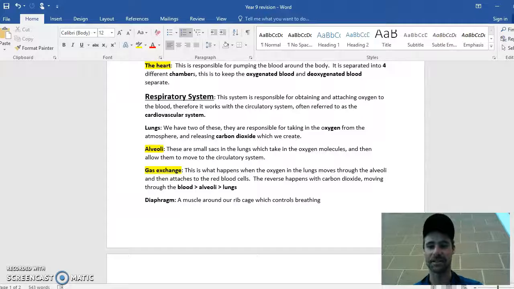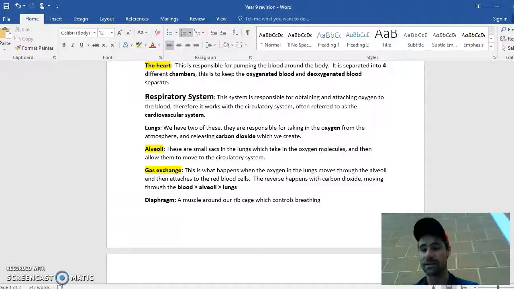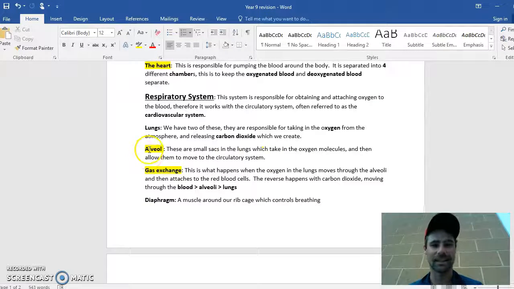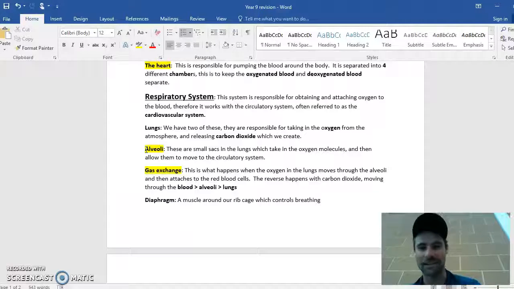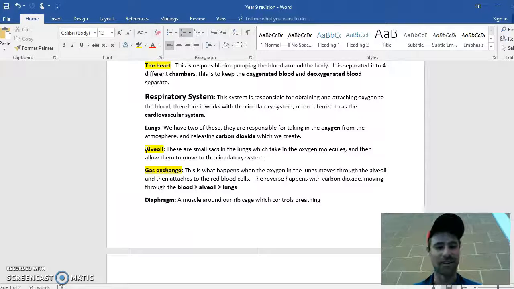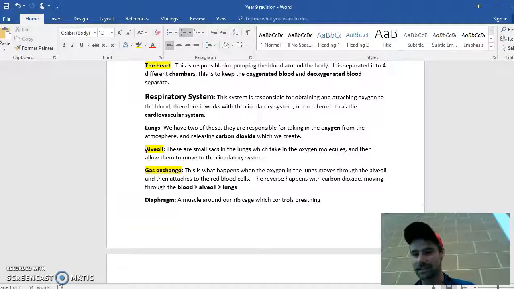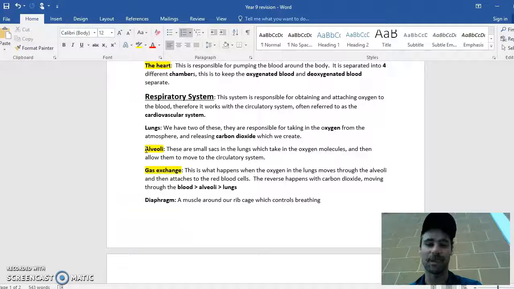The respiratory system is how we actually obtain the oxygen. So we breathe in, the oxygen from the air goes through our lungs. Once it's in our lungs, we need to understand these things called alveoli. Now they're little sacs basically inside of our lungs that collect the oxygen and then diffuse them, so it goes through this little door, which is the alveoli, into our blood, and then it is released into the bloodstream. So that's how the oxygen gets attached to the blood.